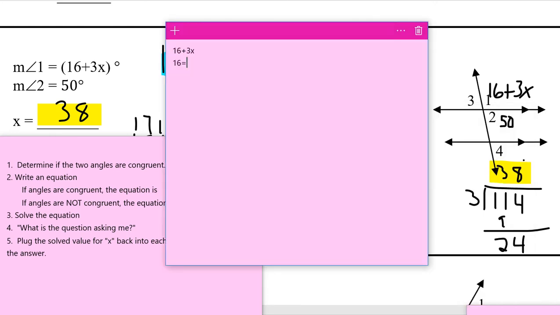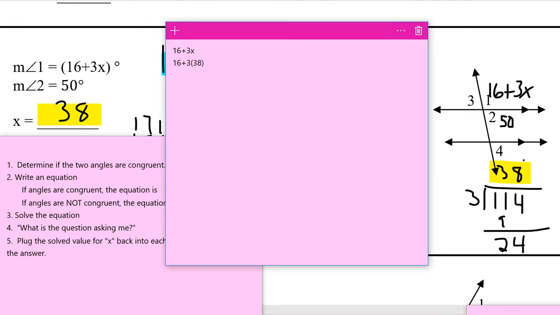Well, I'm not going to write 16 plus 3x because I know what x is. It tells me that 16 plus 3, I don't want to write my x because I know that x is 38. So I'm going to put 38 in for x, and then, oh, that should be a plus, 3 times 38. All right, I rewrote that expression.